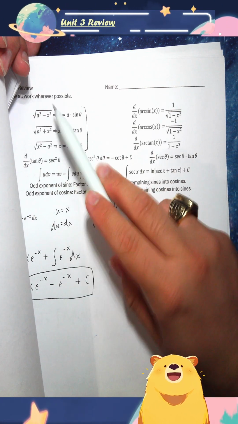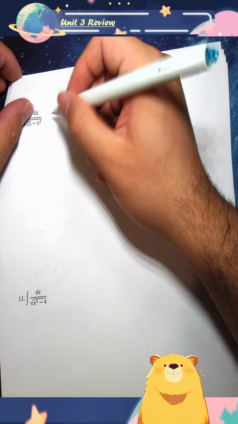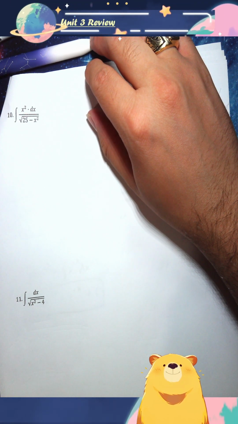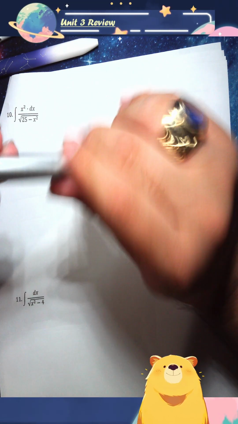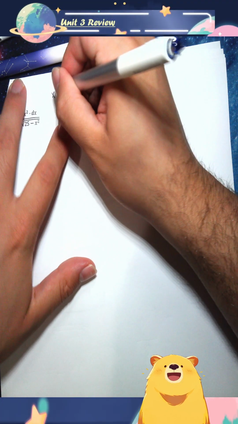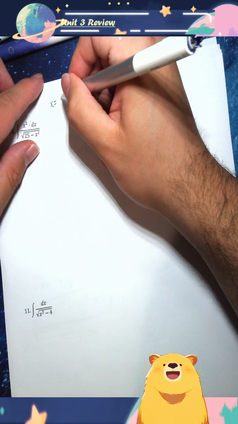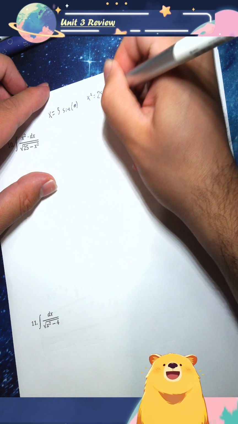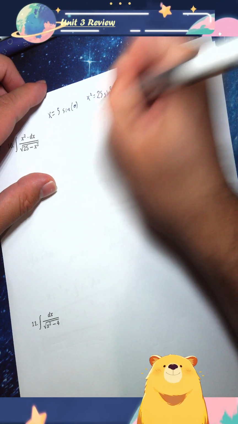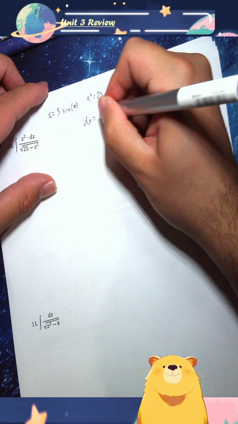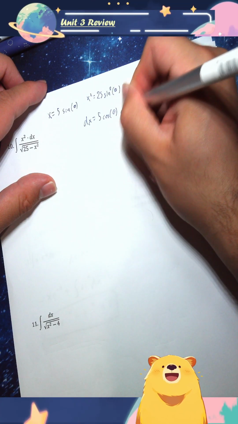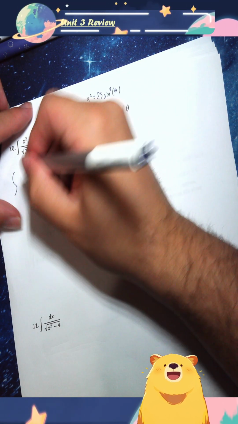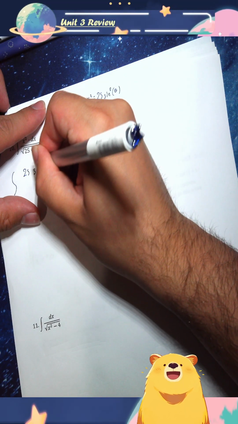Okay. So we're using this trick where it says here, I'm gonna do a different color. We're setting x to be a, so 5 sine of theta. X squared then is 25 sine squared of theta. And then dx is 5 cosine of theta d theta. So we're going to plug all those in. We got the x squared on the top, so 25 sine squared of theta.